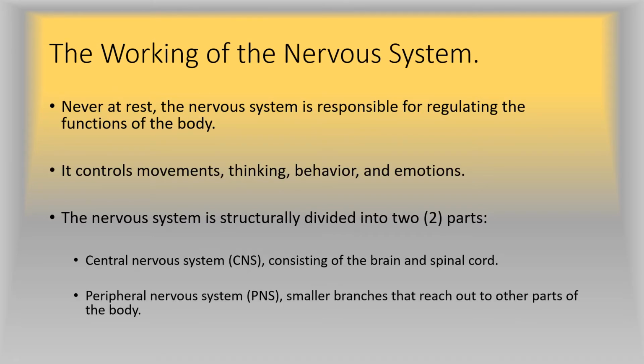Okay, so the working of the nervous system. Never at rest, the nervous system is responsible for regulating the functions of the body. It controls movements, thinking, behavior, and also emotions. Now, typically the nervous system is structurally divided into two different parts. The central nervous system, or the CNS, which consists of the brain and the spinal cord, and then the peripheral nervous system, or the PNS, which again includes smaller branches that reach out to other parts of the body.